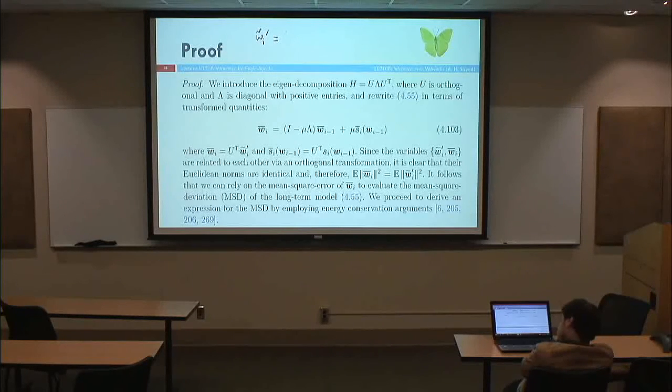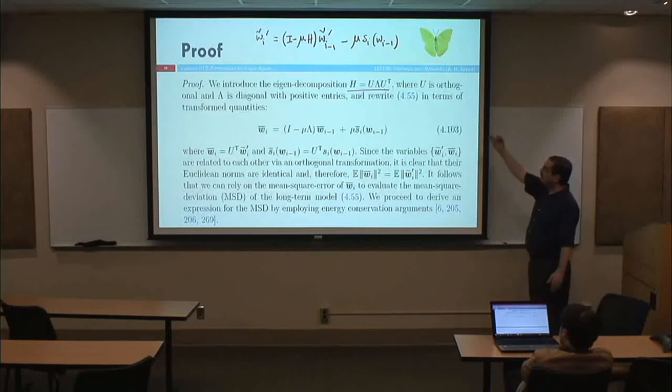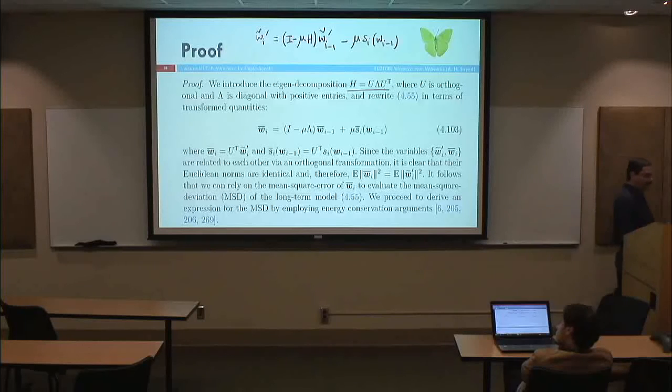Right? So here you have I minus mu H, constant H, W tilde i minus 1, prime, minus mu, and then the gradient noise process, right? This is the long-term model. I'm going to do a change of variable. It's just useful. Introduce the eigendecomposition of H. It's a positive definite symmetric matrix, right? Lambda will have positive eigenvalues, diagonal elements. U is orthogonal. And introduce transformed quantities.